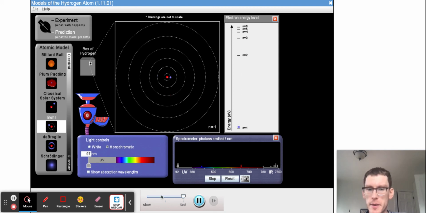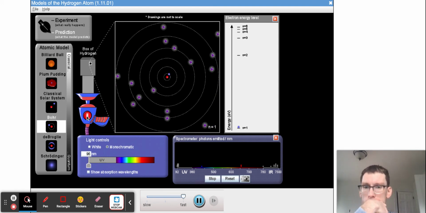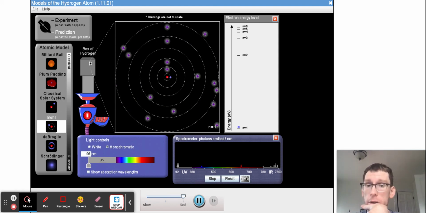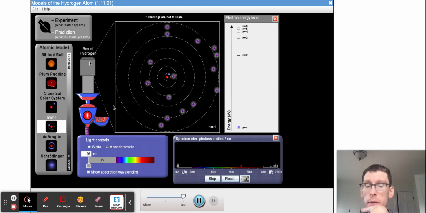And here we go. Now it's spinning around. So what I'm going to do is I'm going to bump it. I'm going to change the wavelength to 96 and turn on the light. And nothing happens. Nothing happens at all.